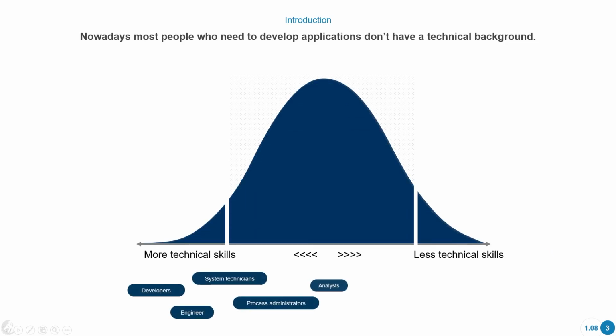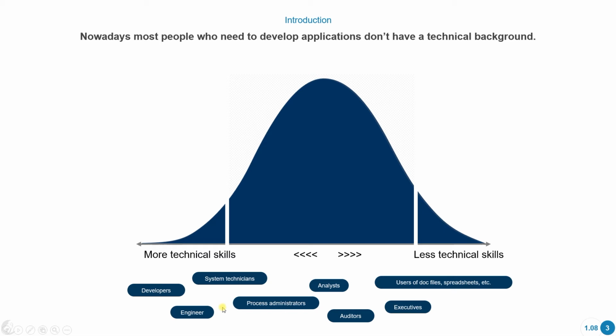So nowadays, most people who need to develop applications don't have enough technical background. We don't all know how to code, we don't know how to program. So there's all kinds of different skills that we might have. For example, there's people who have less skills, people who just use documents, files, spreadsheets, etc. Then there's other roles in the companies who actually need to be able to build applications, but they just don't know how to code, like analysts, auditors, executives, process administrators, technicians.